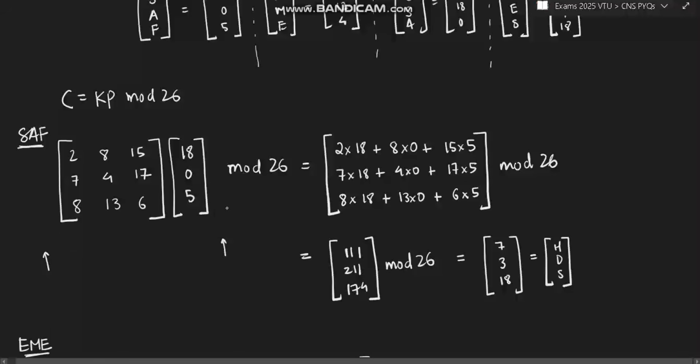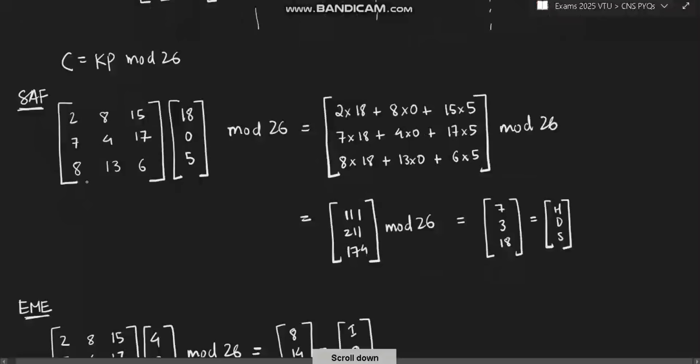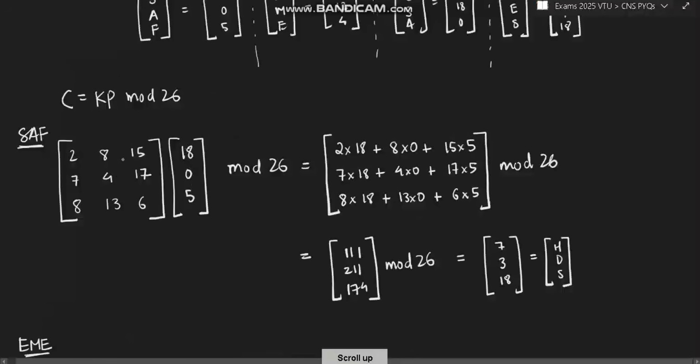Okay, that would be the dimension of the final matrix. Now how do you multiply? For multiplication of the matrix, you have to multiply the first row with the first column, then the second row with this column, and the third row with this column. Okay, now how do you do that?